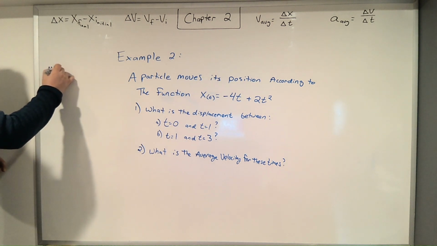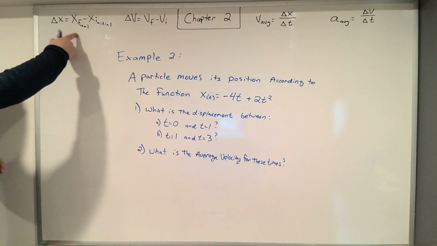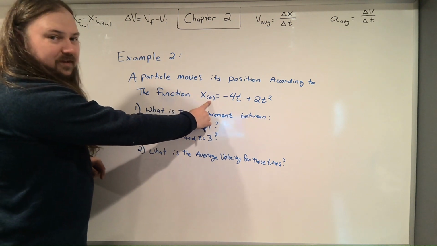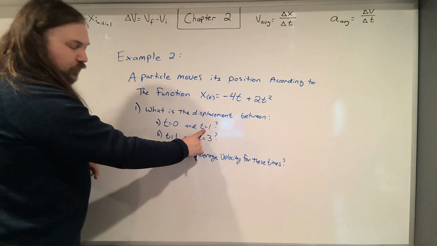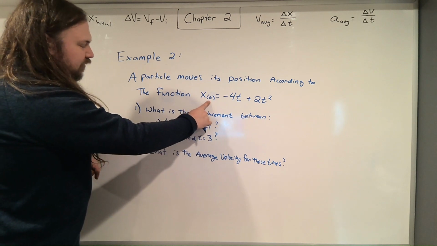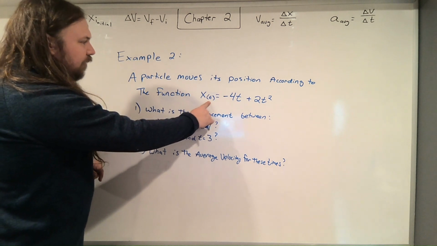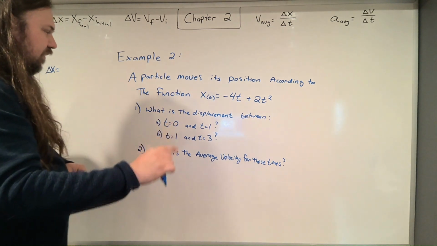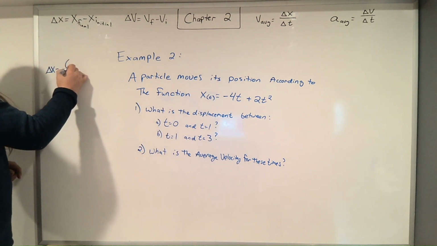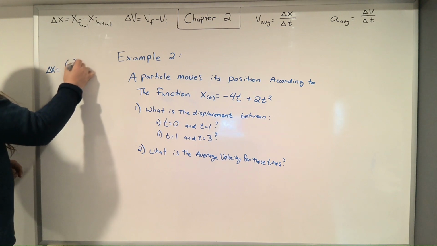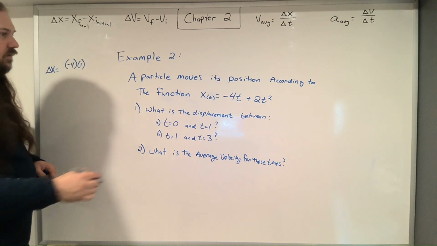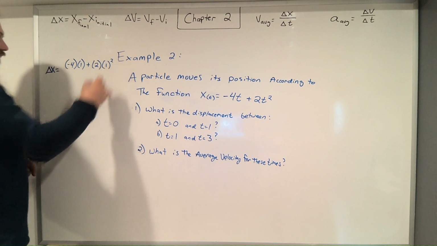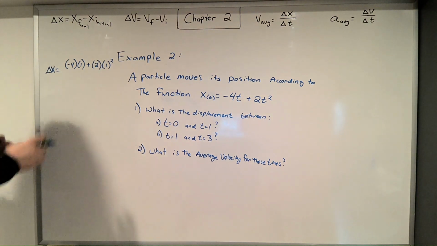I'll have the change in x is equal to whatever the final position is. Well, what's the final position? Well, the final position is a function of the final time. The final time would be t equal to 1, right? So if I do x of t equal to 1, I'm going to get negative 4 times 1. T is now 1. Okay. So I will get negative 4 times 1, okay, plus 2 times 1 squared. Okay, that's what I will get for my xf.